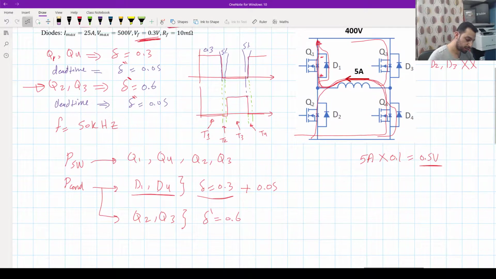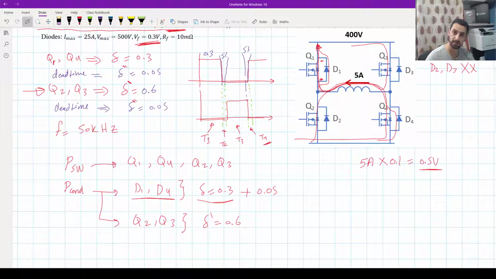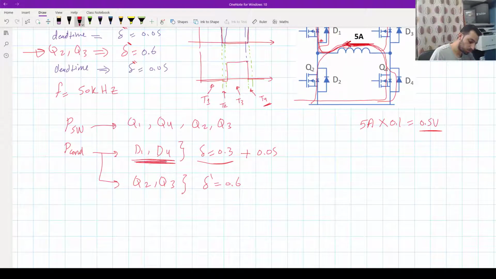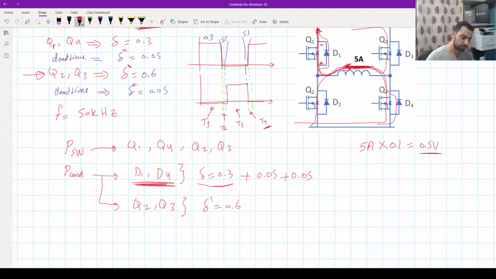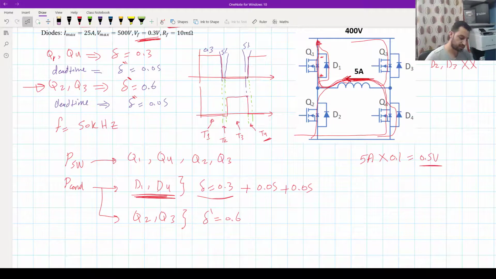Okay, now after that, we have another dead time. And during the dead time again, we will switch off all the transistors, but the current is still going. And the current will just find one way to go, which is through D1 and D4 again. Okay, so D1 and D4 will have another conduction losses during the second dead time. Okay, so the conduction for this circuit is just either through D1 and D4 or Q2 and Q3.